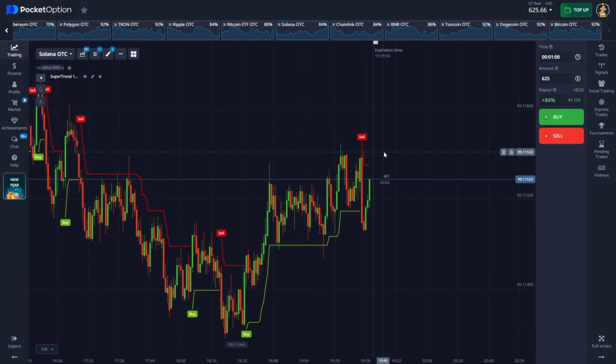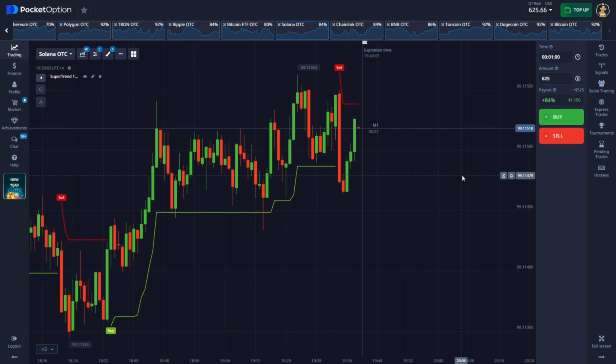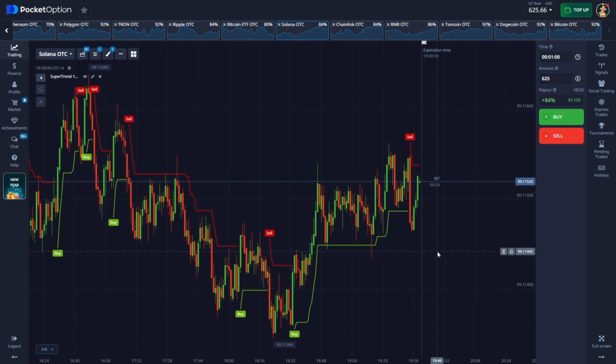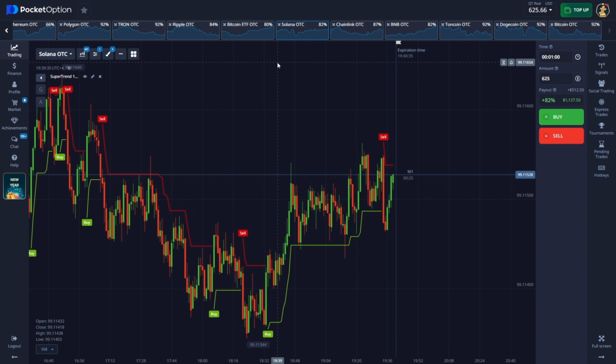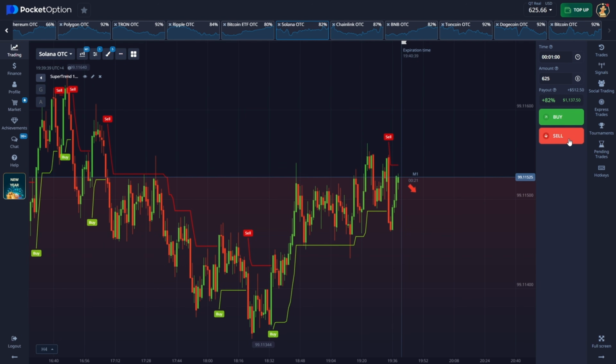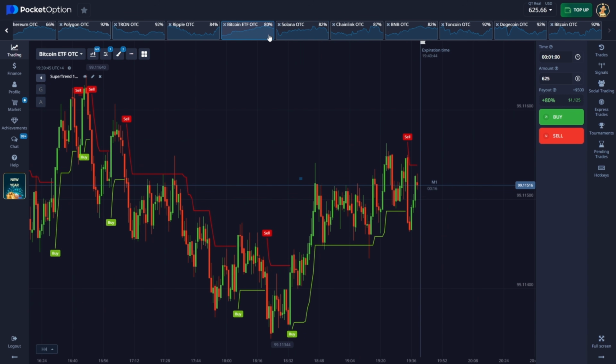On Solana, we have a potential trade. If I get an entry near the sell level, I'll place a trade for the downside move. Let's wait for the right entry. Okay, the candle reversed, so we'll avoid that trade.